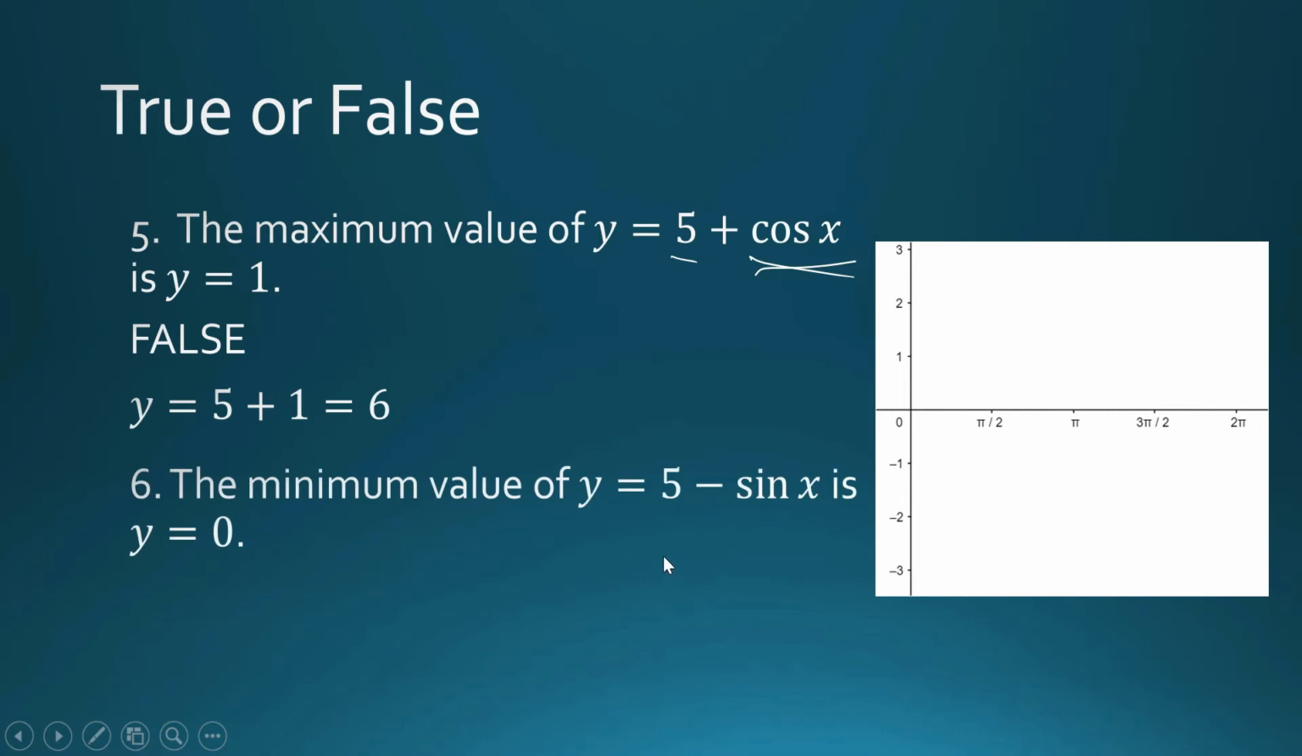The minimum value of y is equal to 5 minus sine of x is 0. Again, this is false because the minimum value of negative sine of x is negative 1. So 5 minus 1 is 4. The minimum value is 4.